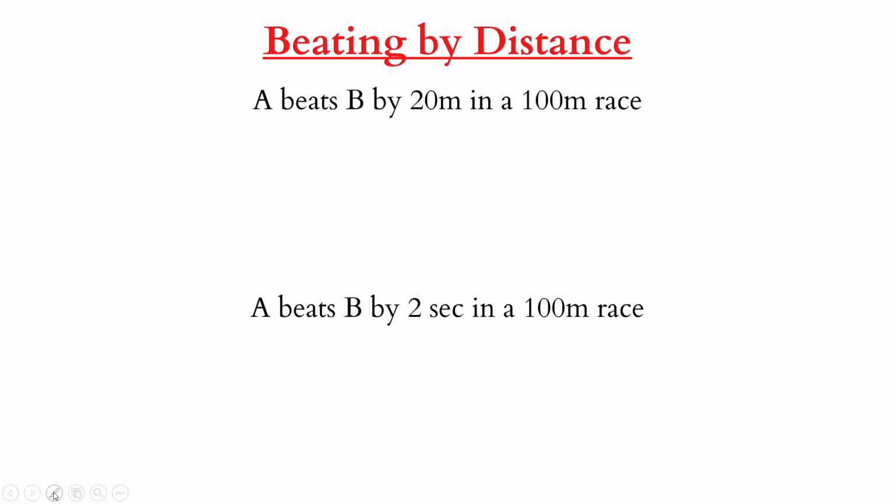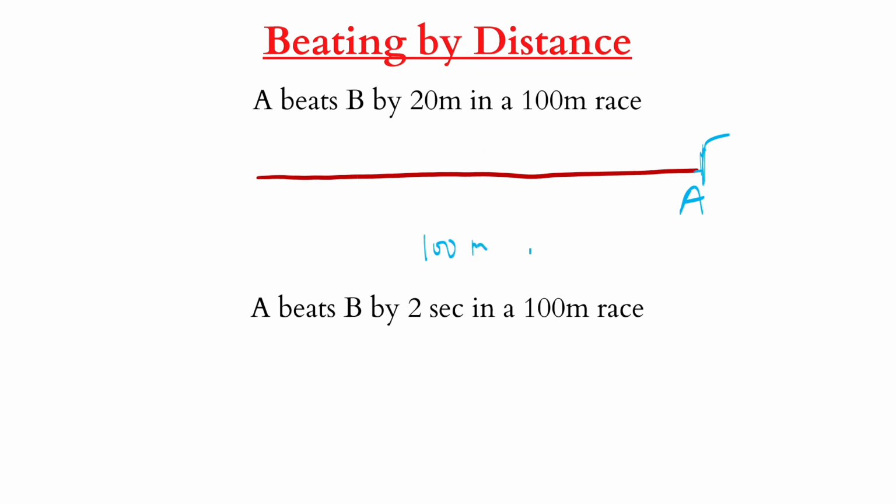The first term is beating the distance. What does this mean? Let's say A beats B by 20 meters. Okay. So now let's assume A is here, right? This is the end point of the race, the finish line of the race. Now A beats B by 20 meters in a 100-meter race. So this is a 100-meter track, right? So A beats B by 20 meters.